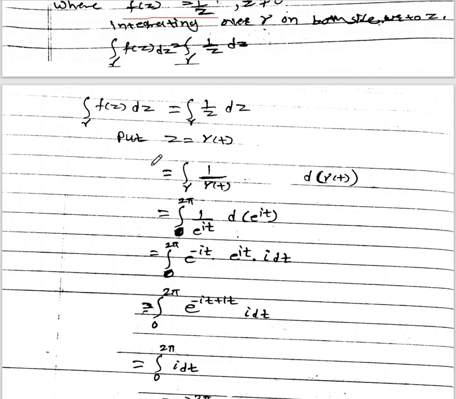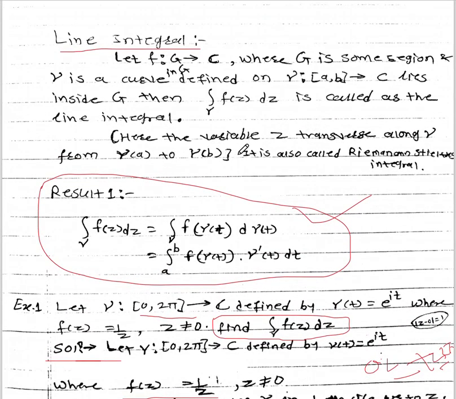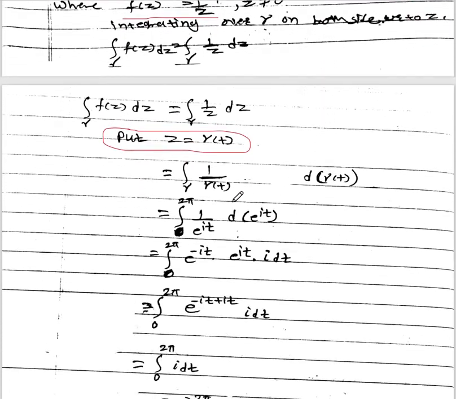Now we will put z equal to gamma of t, because z moves along the curve. In this definition we have seen that the variable z transfers along the curve gamma from gamma of a to gamma of b. It is called a Riemann-Stieltjes integral. So using this concept, we will put z equal to gamma of t. So the integral over gamma of 1 upon gamma of t into d gamma of t. So instead of z we will put gamma of t.